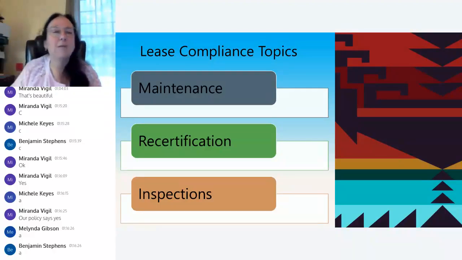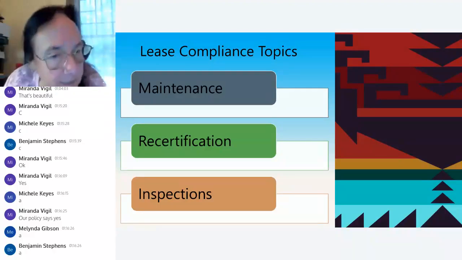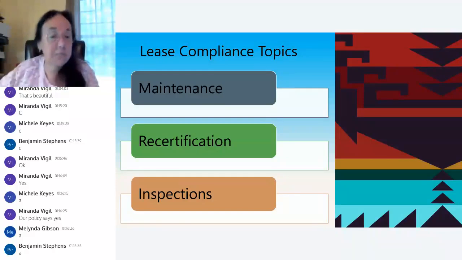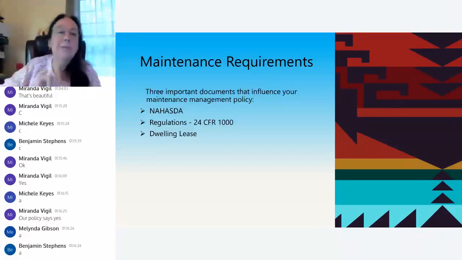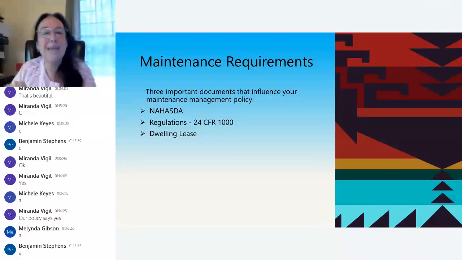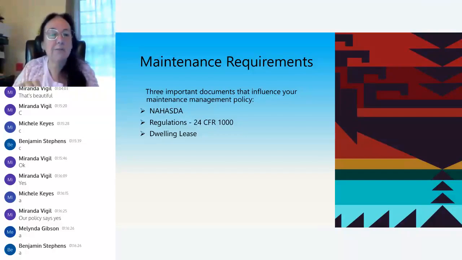Big old lighthouse. So lease compliance topics, maintenance, recertification, inspections, maintenance requirements, 3 important documents that influence your maintenance management policy, NAHASDA itself, the regulations of 24 CFR 1000, and your own dwelling lease.